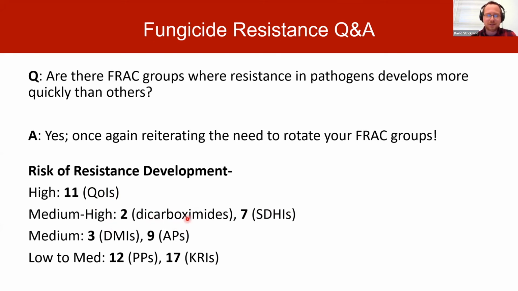Other single sites such as the PPs and the KRIs, 12 and 17, have low to medium resistance, but they're not as popular because they aren't necessarily as effective as, say, the QOIs and SDHIs, especially when you've only got so many limited dollars for fungicide purchases, and you want to buy what works the first time.